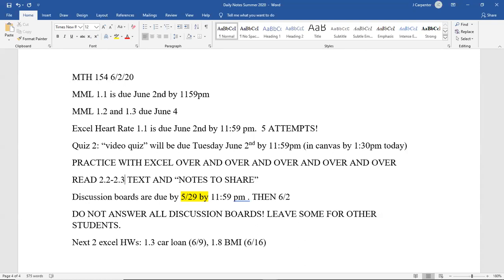Remember, you need to keep practicing with Excel over and over, even if you think you've got it down. The more you use it, the more comfortable you'll be with it. If all you're doing is just trying to do the homeworks, you're not going to have a good time all semester. You're going to be struggling. You're going to be missing some things here and there.